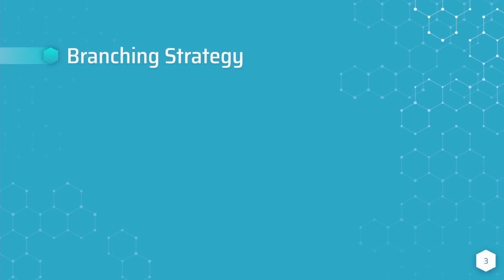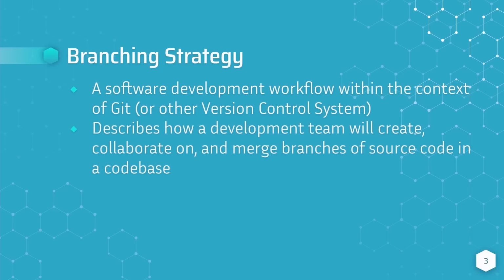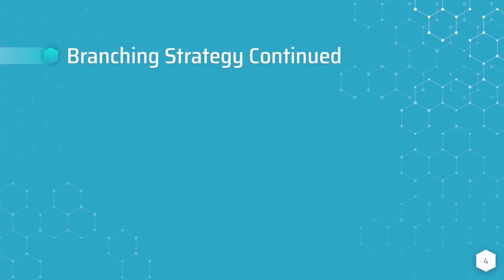What is a branching strategy? A branching strategy is a software development workflow within the context of Git or another version control system. And it describes how a development team will create, collaborate on, and merge branches of source code in a code base. We practiced a very basic branching strategy in the first video using a feature branch. A branching strategy takes advantage of the branching system in a version control system to enable concurrent development in the code base.